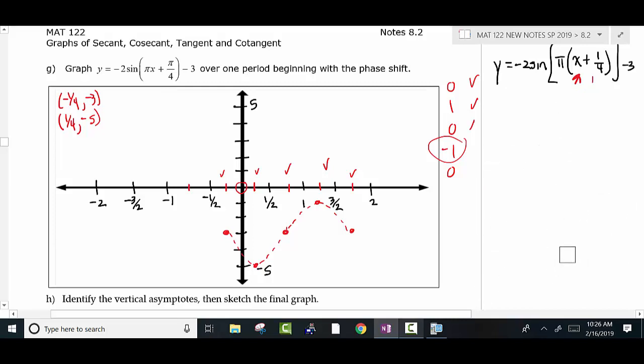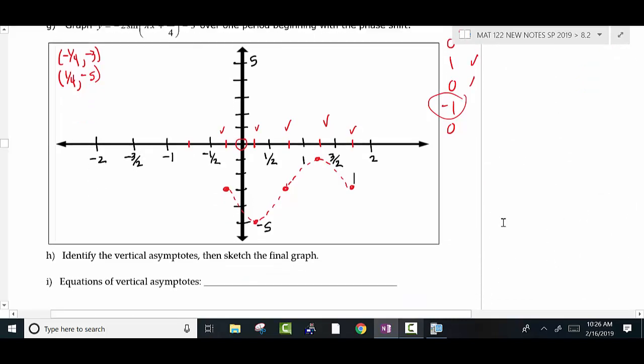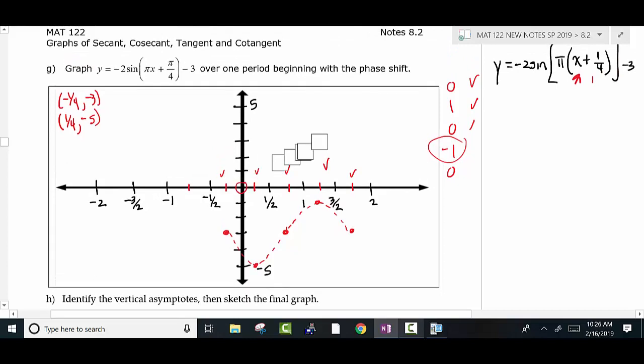And I'd probably check a couple of these to make sure they're right. But in reality, all you do is you're looking at these y values. And again, you're just doing negative 2 times 0 minus 3. That gave us negative 3. That's the first point. Then we did negative 2 times 1 minus 3. That gave negative 5 and so forth. Okay, so that's how you get those final points.